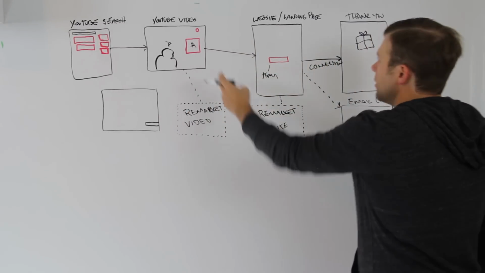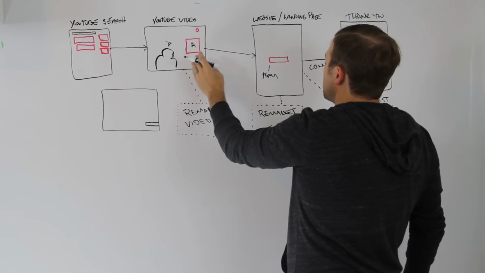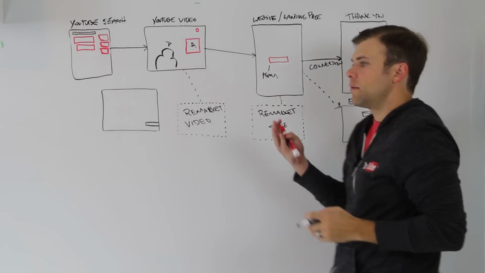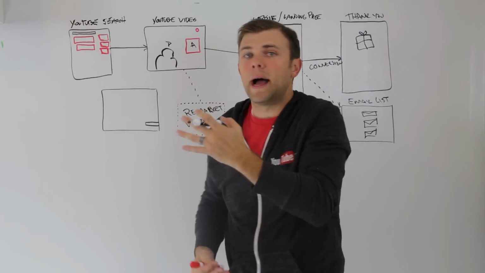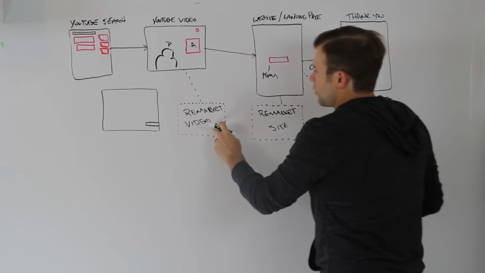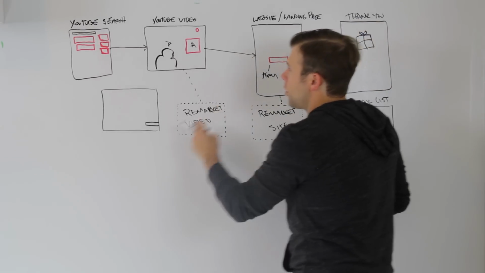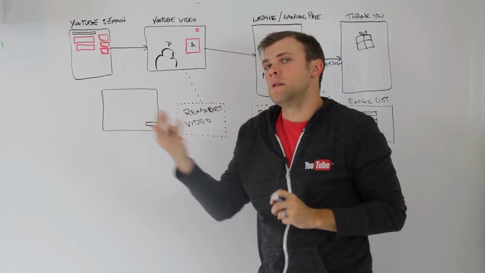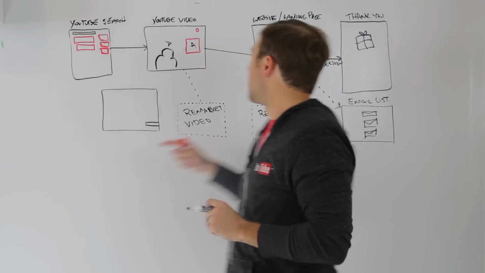So let's say people see your video, your ad, they go to your page, but they don't opt in, they don't convert, they don't buy or whatever. Well, they're gonna be on your remarketing list and in your remarketing video, and you can show them maybe a different ad or the same video until they do.